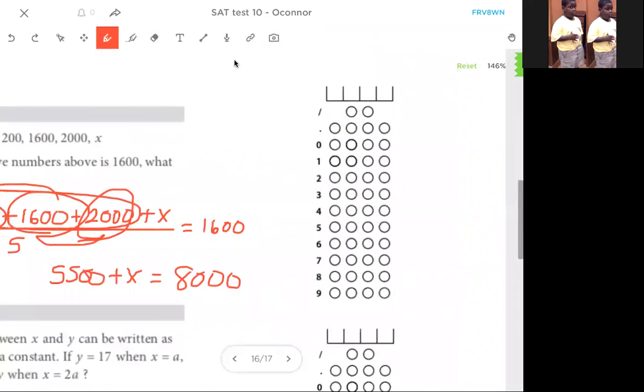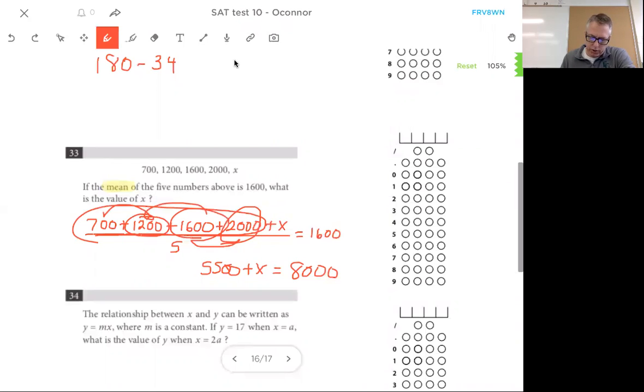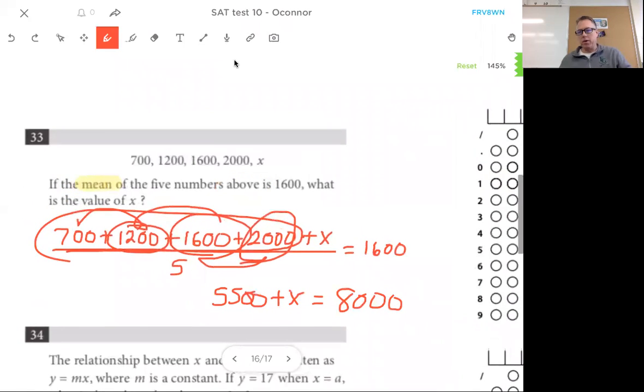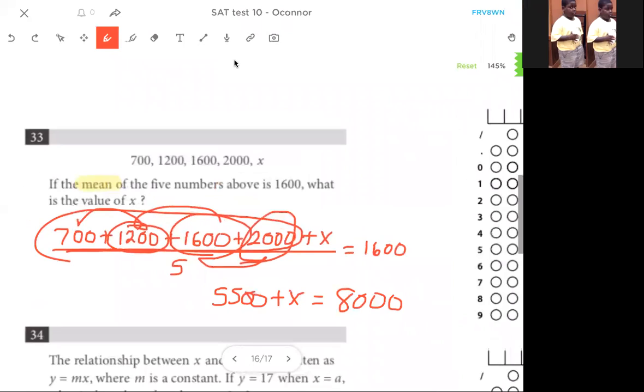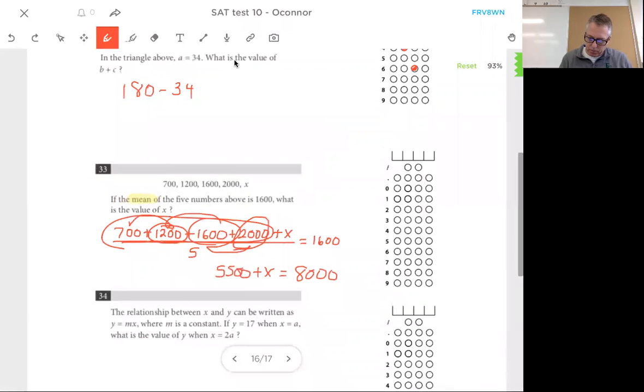Wait, isn't this an inequality? Because it says it has to be above 1600. So wouldn't it be like 2,501? So that's above 1600. Good question here, Jaden. Good catch. All right, let me read this carefully. If the mean of the 5 numbers above, okay, so the 5 numbers above, not the mean is above. Never mind. Thanks for pointing out, because when you said it, I read it the way you were saying it also. But it is just saying the numbers above.